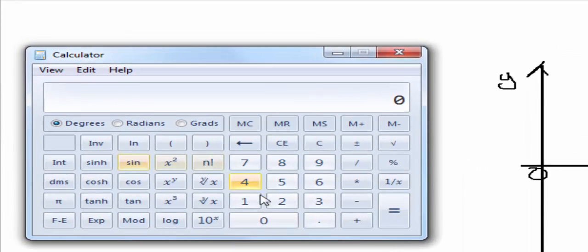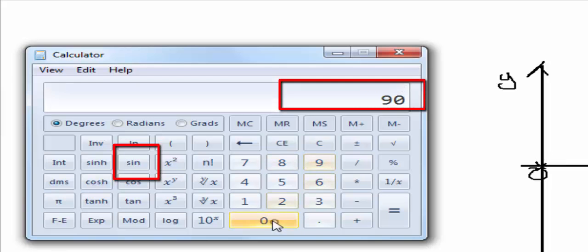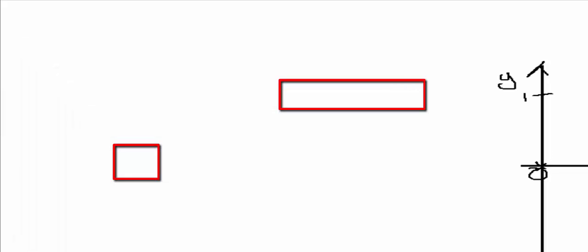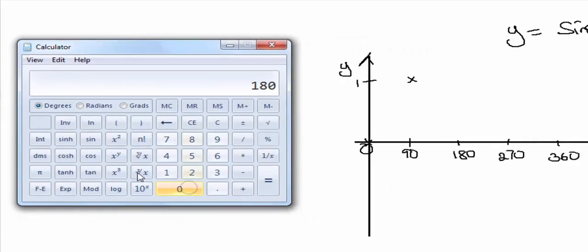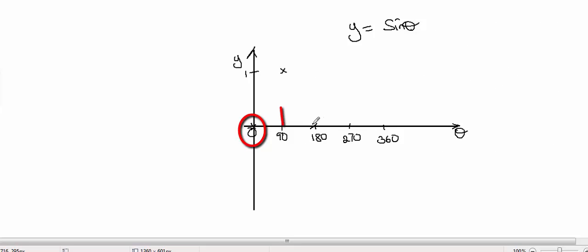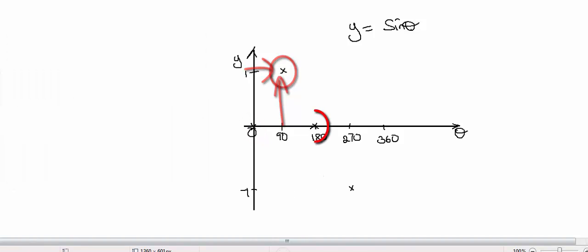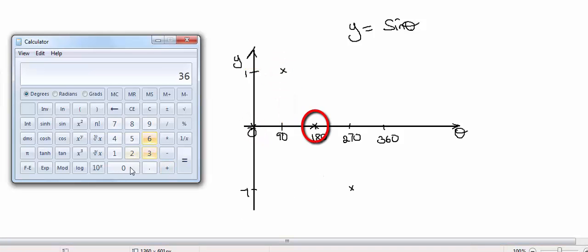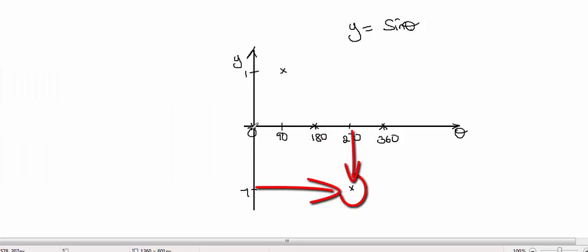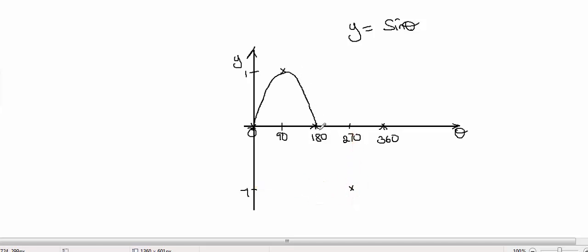So we shall label our theta 90 up to 180 up to 360. And so we shall keep plotting. When theta is 0, sine theta is 0. When theta is 90, sine theta is 1. And when theta is 180, sine theta is 0. And when theta is 270, sine theta is equal to -1. And when theta is equal to 360, sine theta, which is y, is equal to 0.